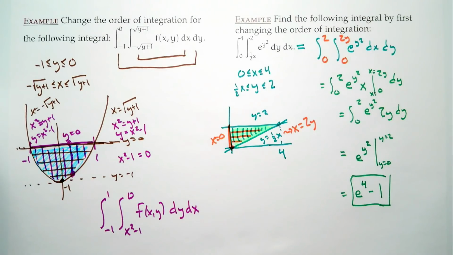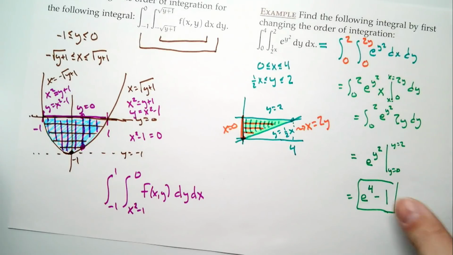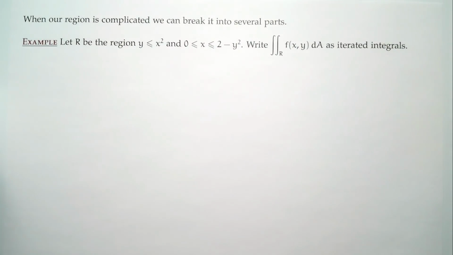So this is why we like to change the order of integration, because some problems are very difficult in the order that we're given, but by changing the order of integration, we get it to problems which are at least not impossible. And we prefer problems that are at least not impossible. They're much better. Now, when our region is complicated, we may have to break things up into parts, more than one part.